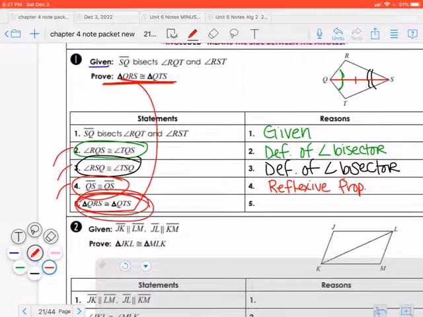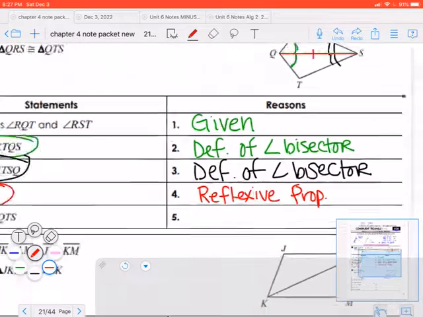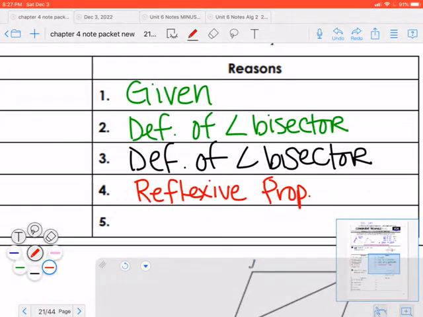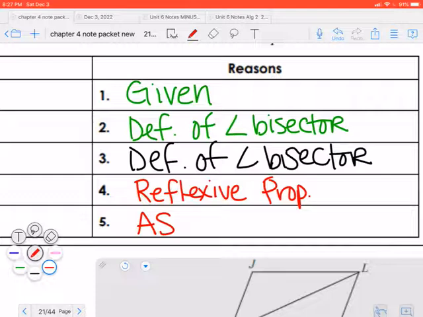Your last statement in a proof is always the thing you're trying to prove. We can now say that. So QRS is congruent to QTS, and the reason is angle, side, angle. You don't have to write it out. You can just write the letters, angle, side, angle.